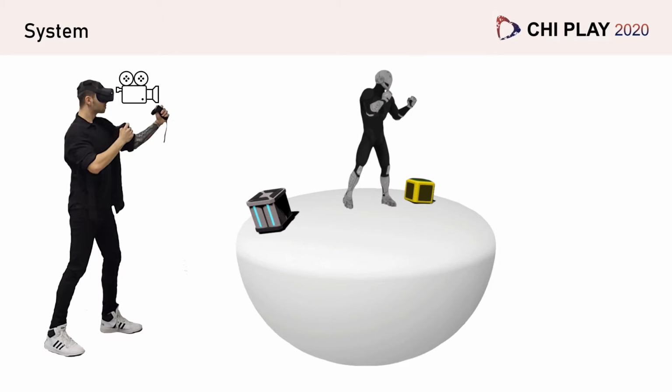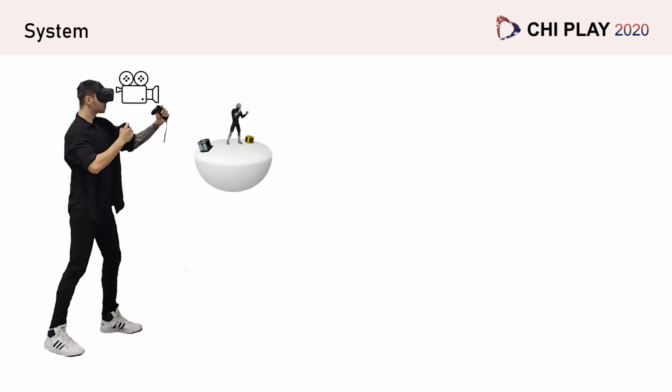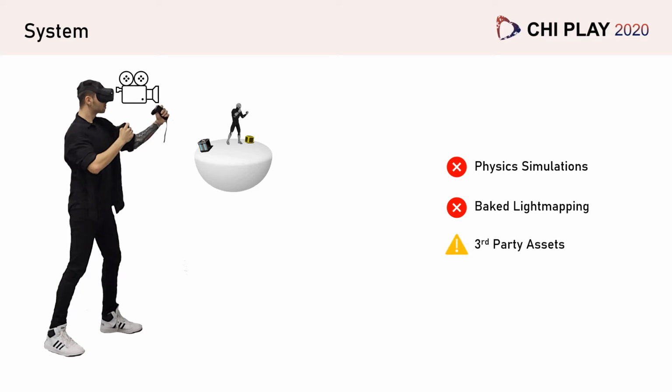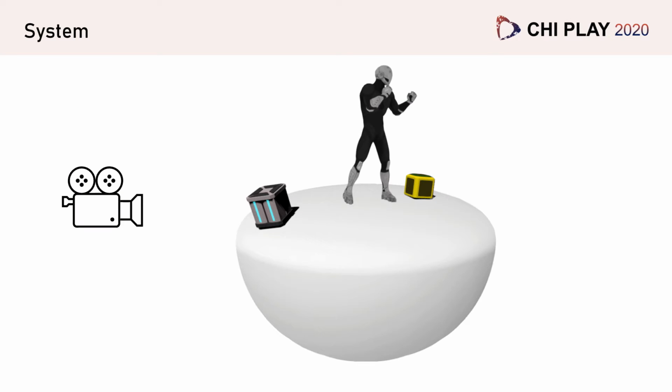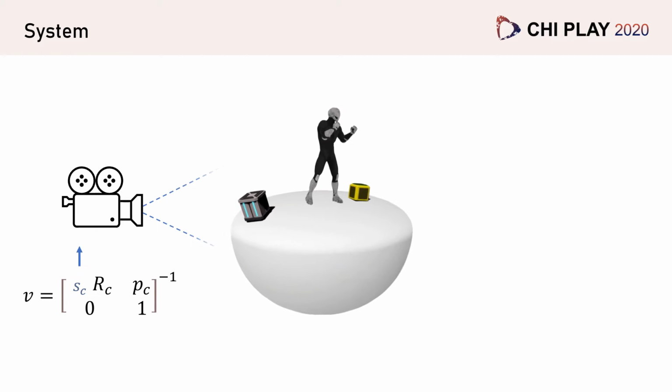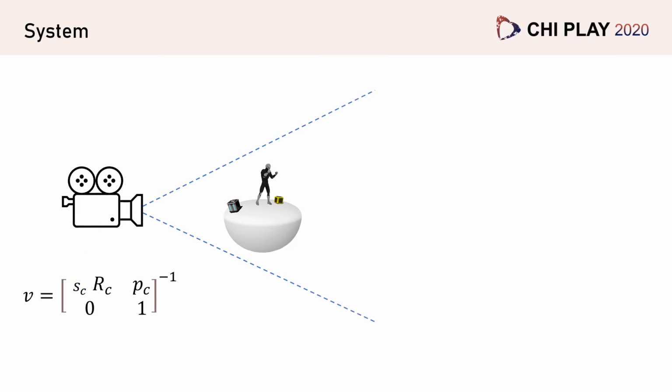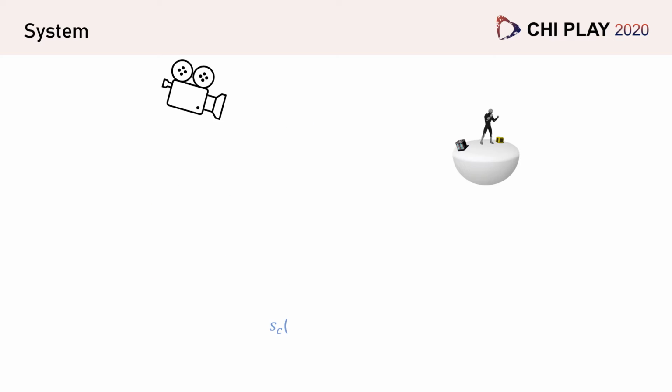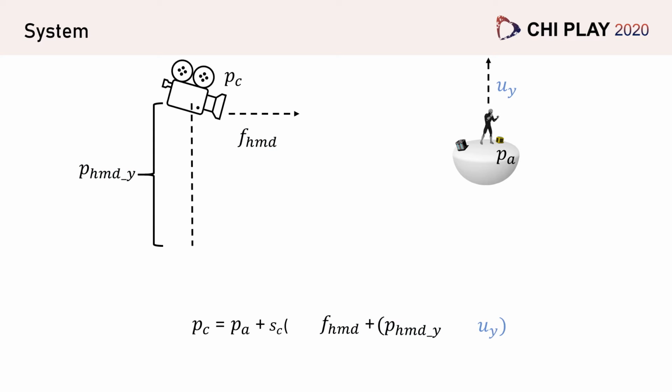In order to create this miniature, simply scaling down the 3D world was not desirable, as a scaled game world would perform poorly in physics simulations, as well as baked light mapping, and also might be incompatible with any third-party assets. So instead, we created an illusion. We manipulated the view matrix of the camera by increasing its scale factor to make everything appear smaller. Then we used this scale to calculate the camera's position relative to the avatar's position by using the head-mounted display's projected direction, its elevation, and the world's up vector.